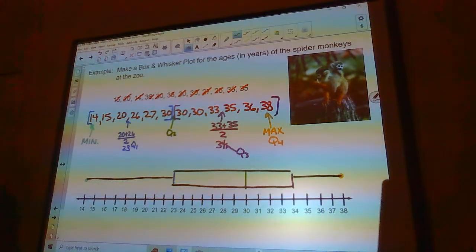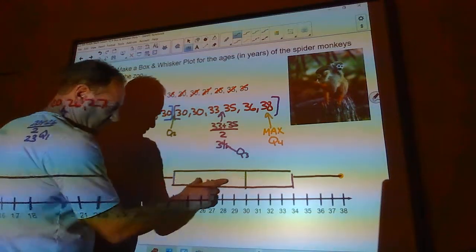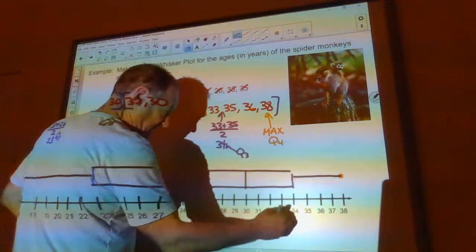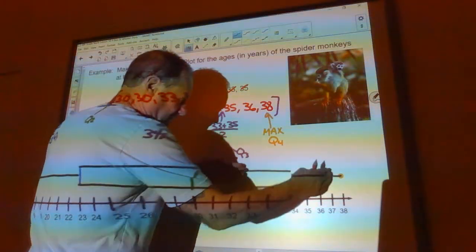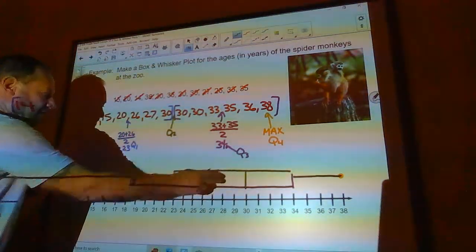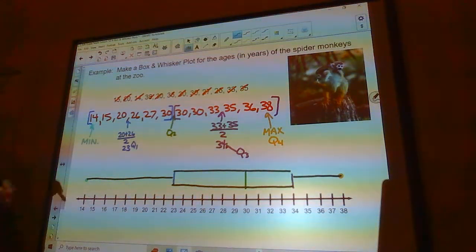Okay, so it kind of shows me what the data looks like. Here's 25% of the data stretched out in here. 25 is here, 25 is here, and 25 is here. Since this is denser, that means these monkeys over here are closer in age than these down here. These are further spread apart. Okay, there we go, we're done.